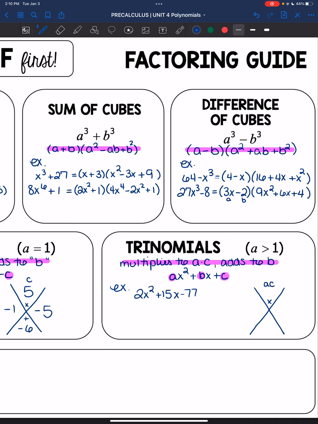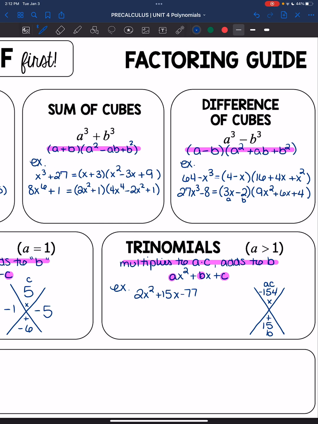This previous one, it was just c, but what multiplies to give me a times c? We are multiplying 2 and 77. 2 and 77, what is that? Ooh, let me grab my calculator real quick. 2 times 77 is 154. And then what adds to give us our b value, which is 15. Oops, I'm sorry, negative 154. So what will work there? What is going to be the factors of 154 that will add up to a positive 15?